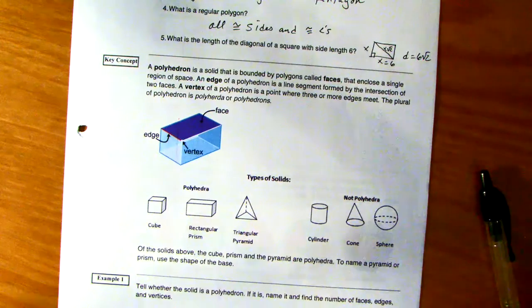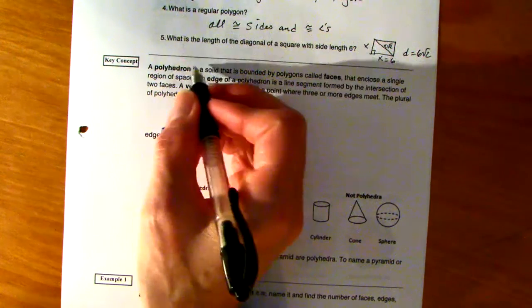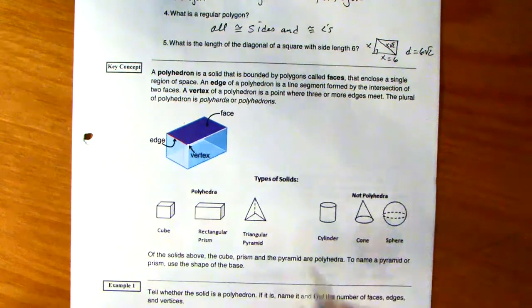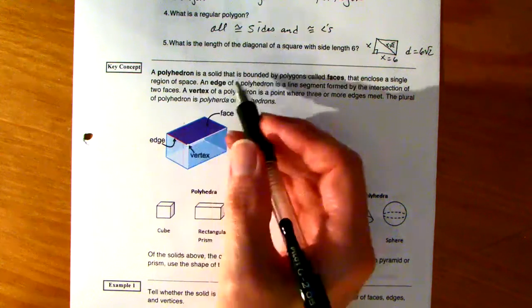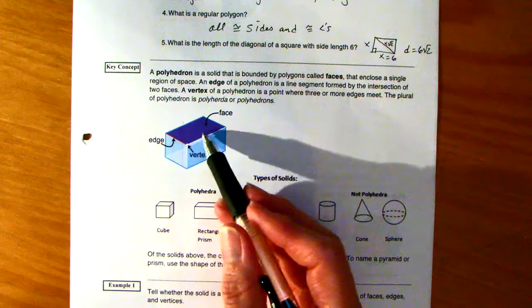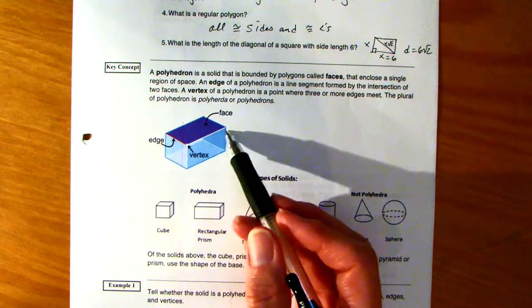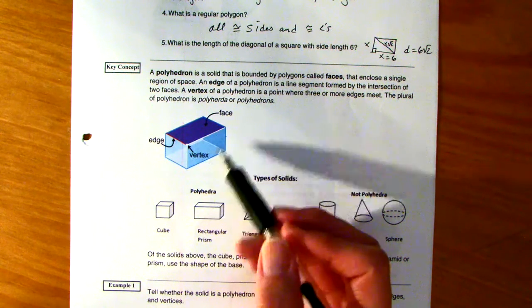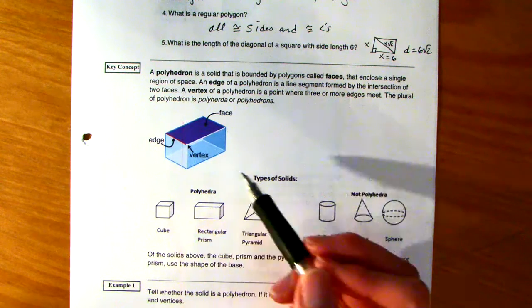Polyhedron. Okay, notice it's not polygon. Polygon was like a flat figure, 2-dimensional. Polyhedron is 3-dimensional. So it's a solid that is bounded by polygons called faces. All right, so if we look at this like, say it's a Kleenex box, we have 6 different faces. Top, bottom, front, back, left, and right.